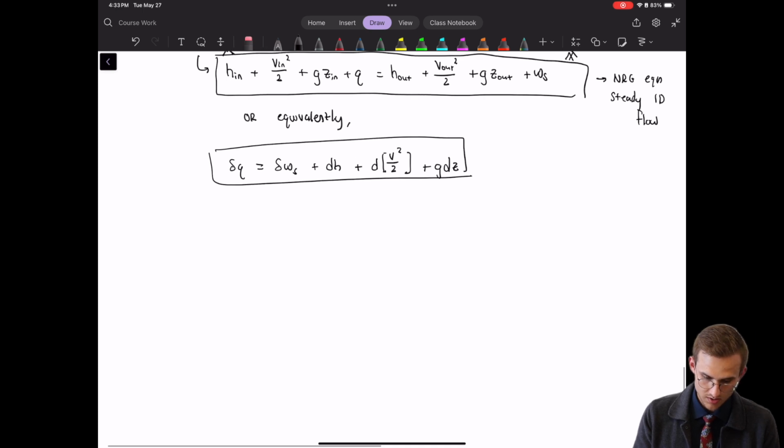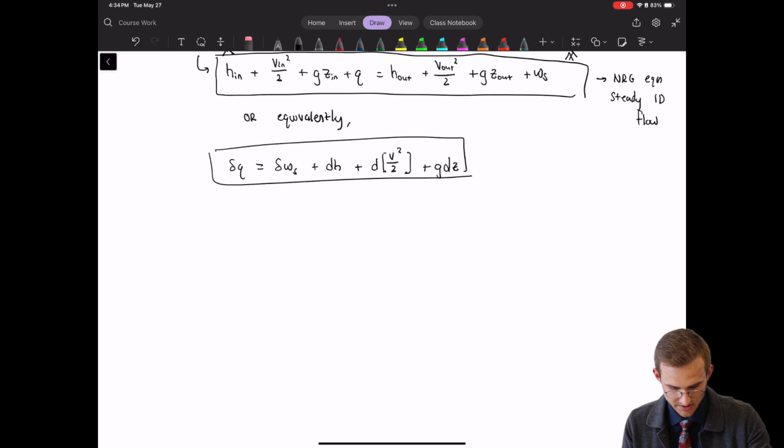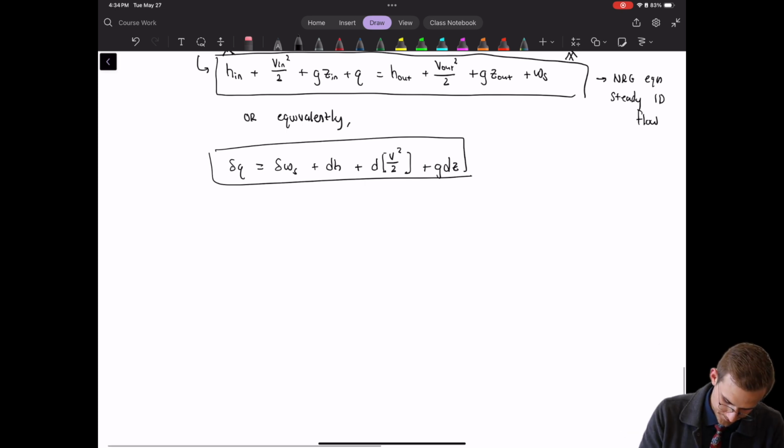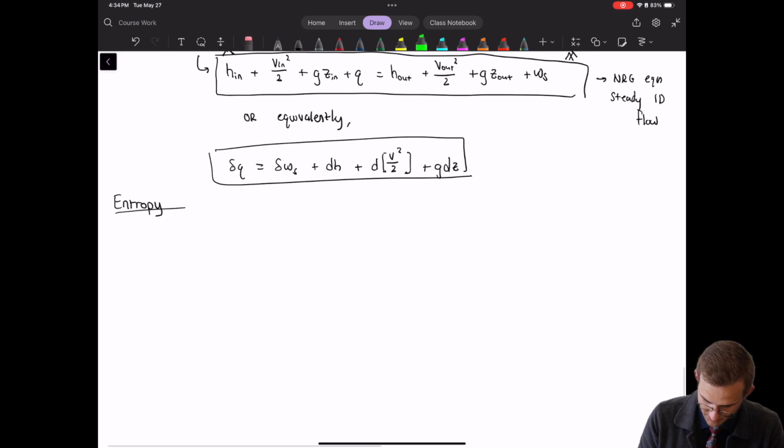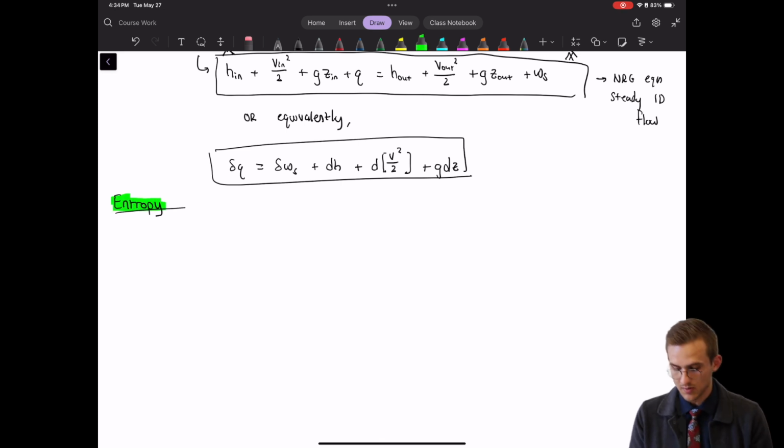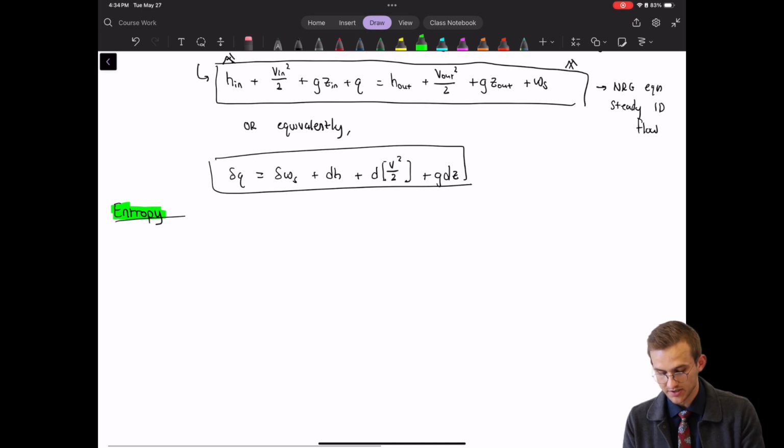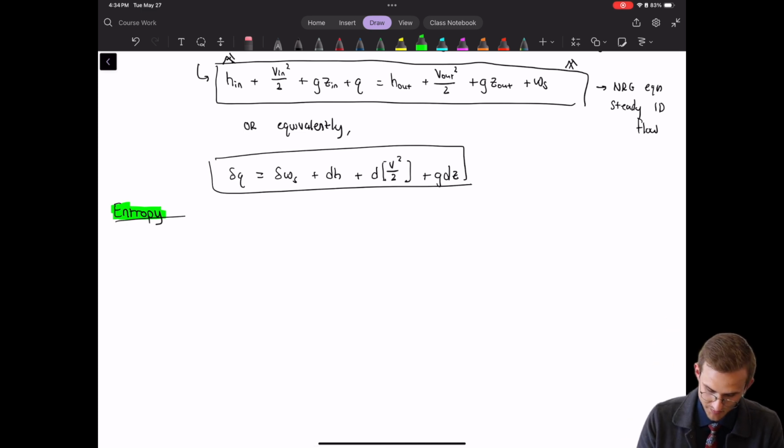Okay, so cool. Now let's try and decide if we should do momentum or entropy first. Let's talk about entropy first. What we did there is we used the Reynolds Transport Theorem to come up with an energy conservation equation, in differential form as well. So now let's talk about entropy.